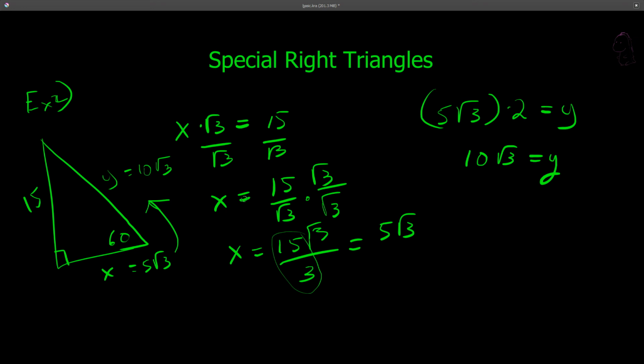All good? So if they give you the long side, I would solve for the short side and then use that to find the hypotenuse. I wouldn't go straight from the long side to the hypotenuse. I think that's harder.